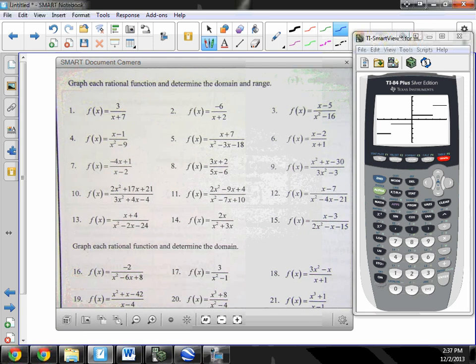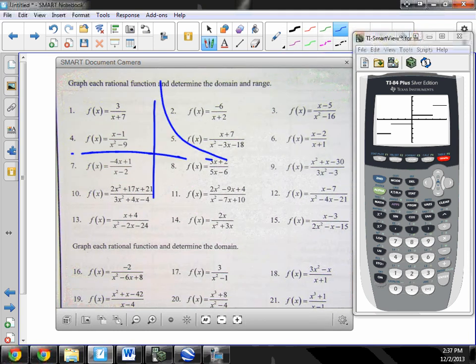Okay. Well, how does that affect the range? Well, if we have a horizontal asymptote at 0, what values do not exist? 0, right? Y can never be 0.